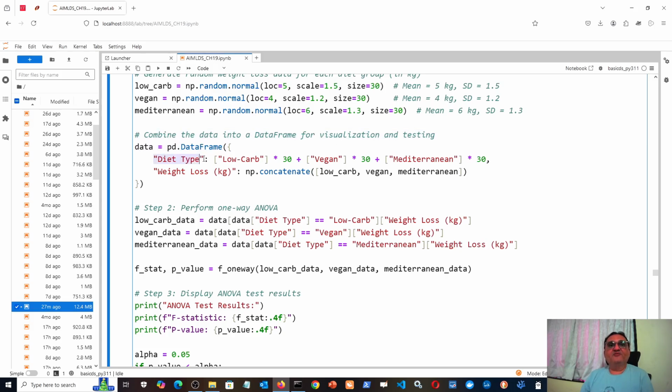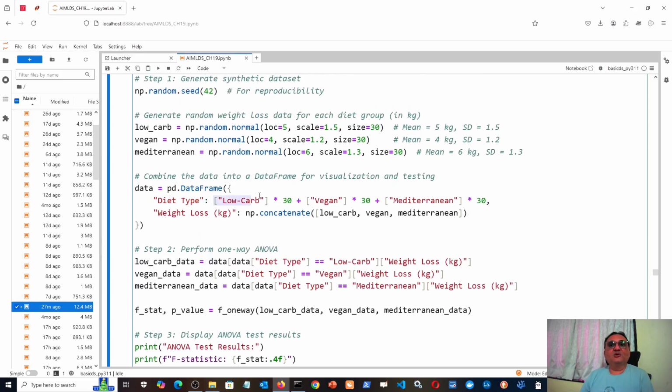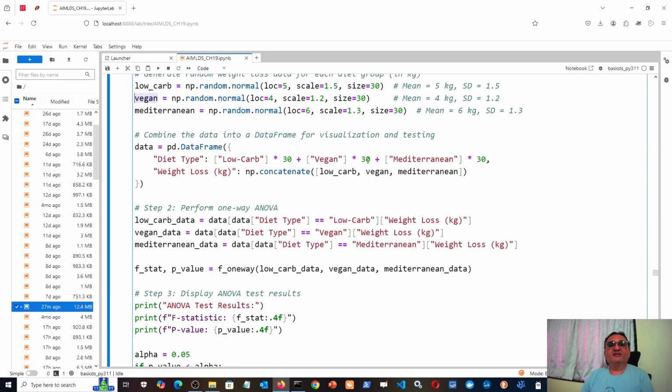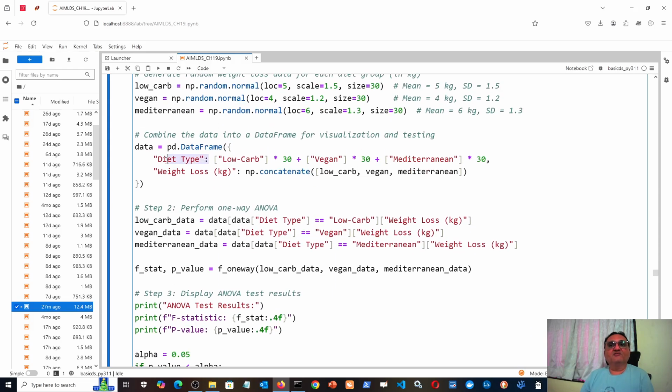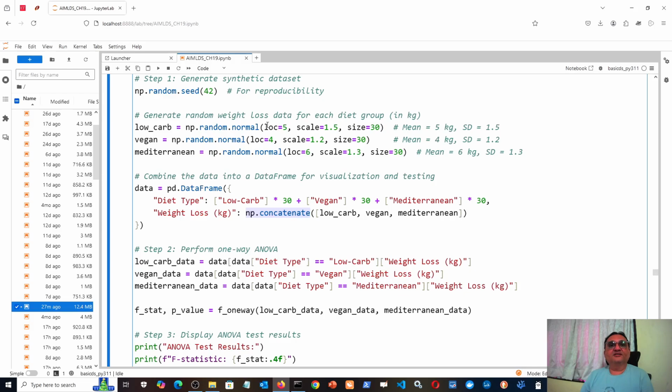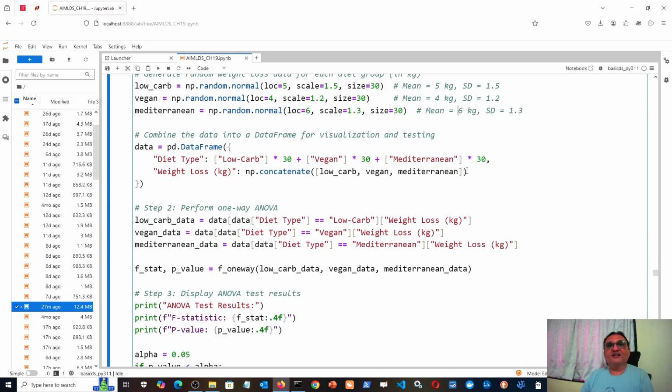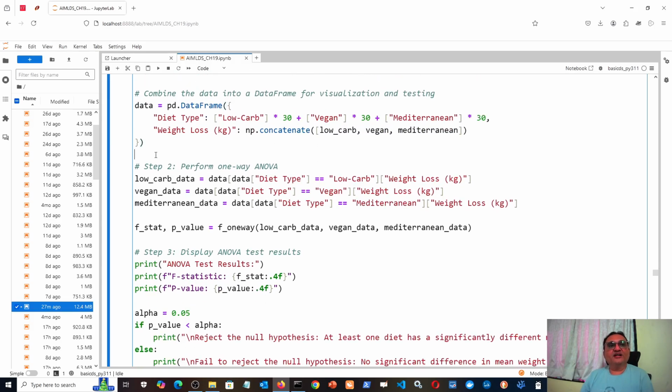So these are the data distributions, but then we will combine them into a data frame. So diet type will be one column, and there you will write low carb multiplied by 30, plus vegan multiplied by 30, plus Mediterranean multiplied by 30. So this will become one particular column, and then weight loss will be equal to np.concatenate. You are using concatenation of these weight loss columns. So the mean weight losses are given, 5, 4, 6, based on which some weight loss will be created in each row, and then you will do the concatenation of that. I will show you the data, then only it will become more clear, right?